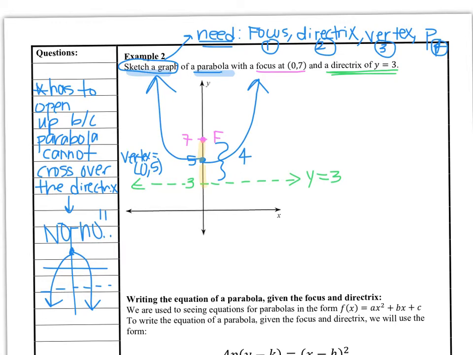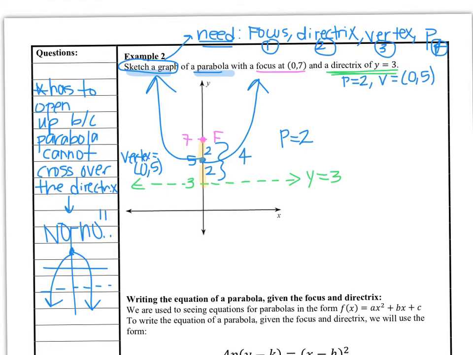So the distance in both cases is going to be 2 and 2. So that means that our p-value is 2. Okay? So I'm going to write up here that our p is positive 2. Our vertex is equal to over 0, up 5. Okay? So we have everything that we need in order to write the equation of this graph.